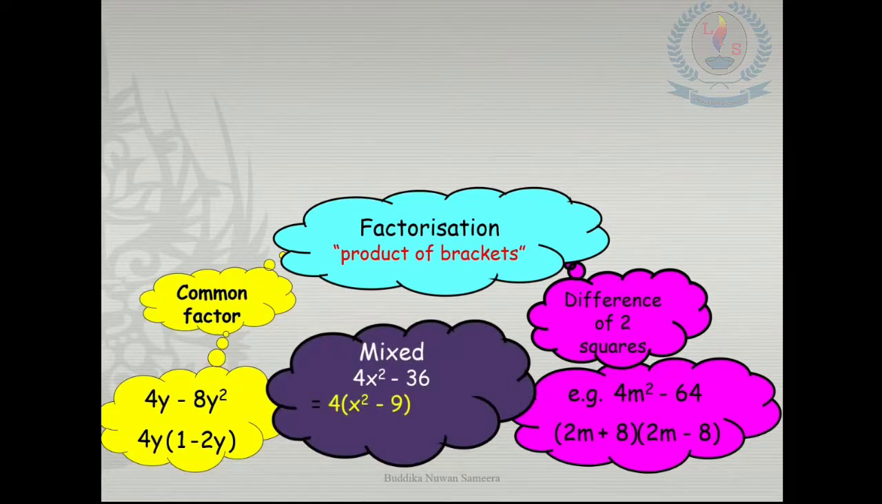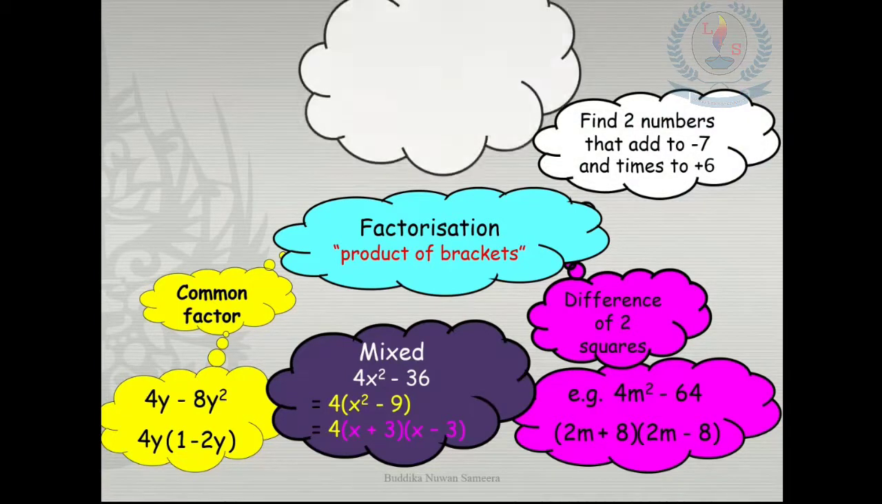So mixed expressions also can come. The first thing is you have to take common factors out. So 4 is the common factor, so take 4 out. Then when you take 4 out, inside the bracket x square minus 9. So x square minus 9, you can rewrite as x square minus 3 square. So the answer is x minus 3, x plus 3. The 4 is also there outside the bracket.